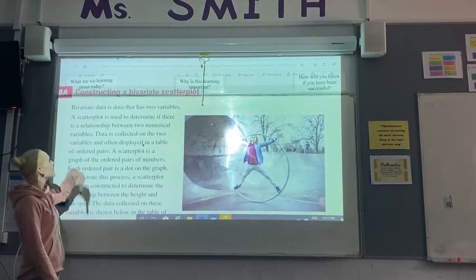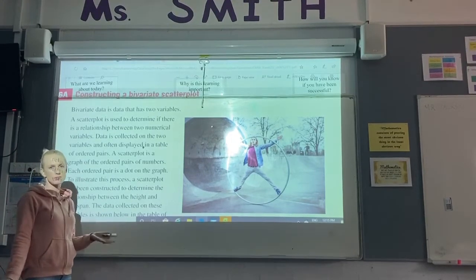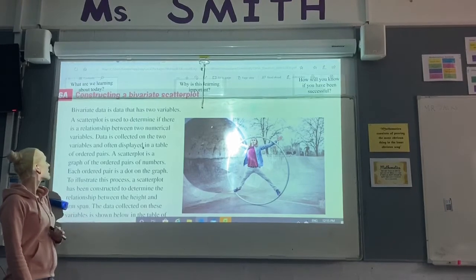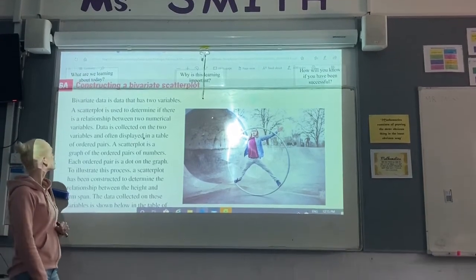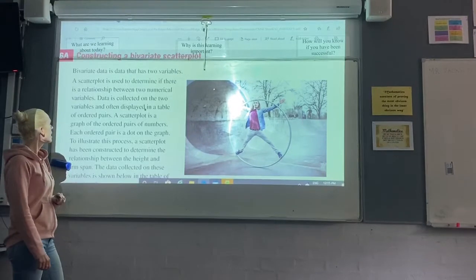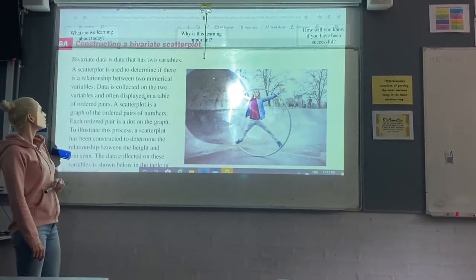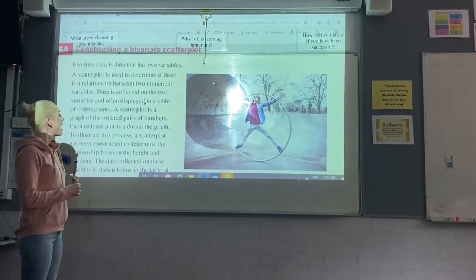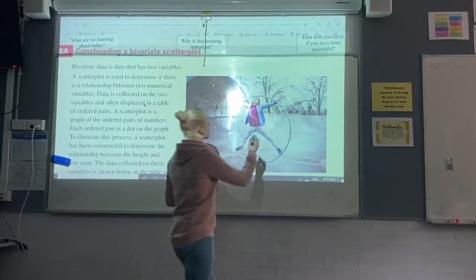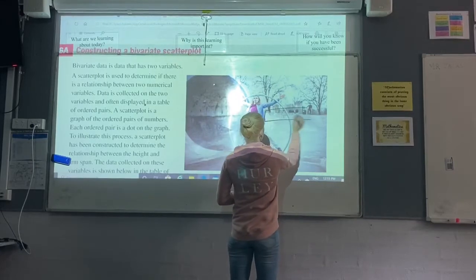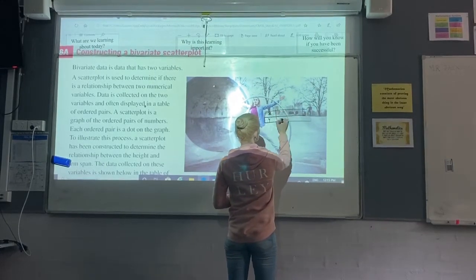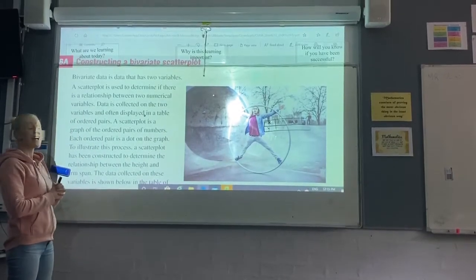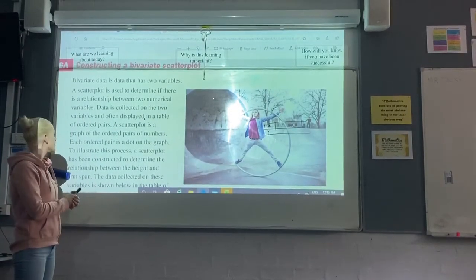Okay, so bivariate data is data that has two variables. Okay, makes sense. Bi means two. A scatter plot is used to determine if there is a relationship between two numerical variables. So data is collected on the two variables and often displayed in a table of ordered pairs. Okay, so your ordered pairs is just your XY table. That will give you your ordered pairs. Each ordered pair will represent a dot on the graph.